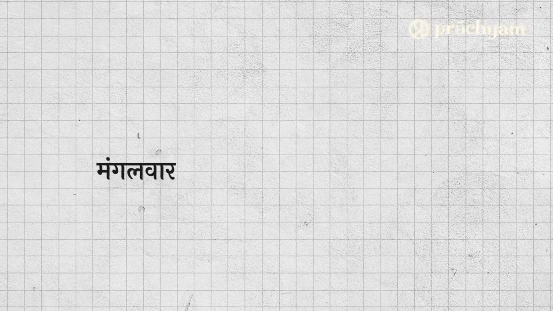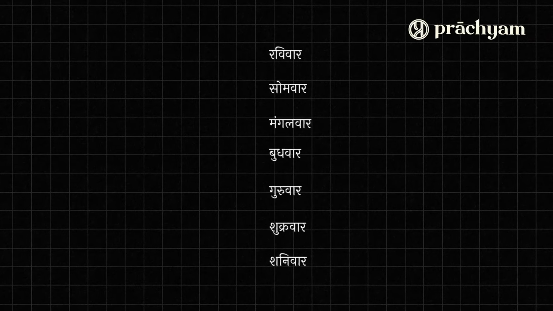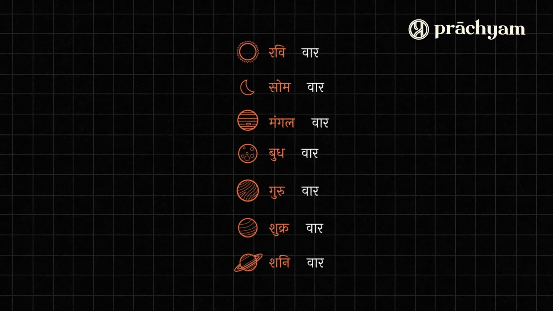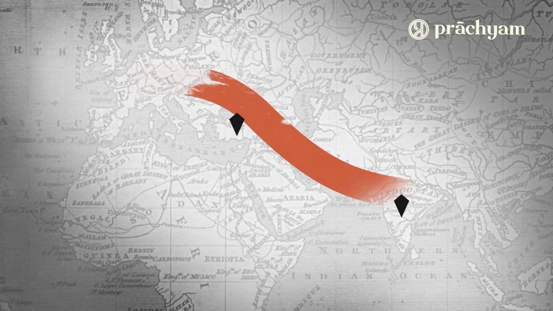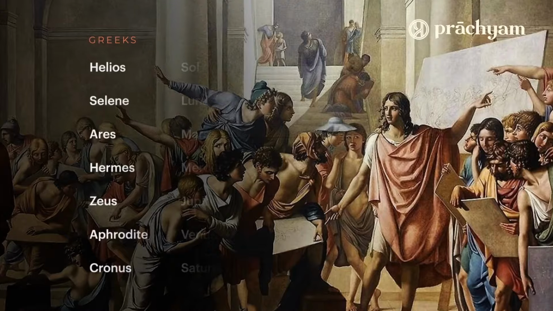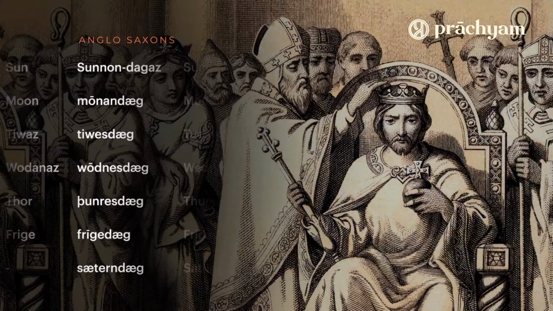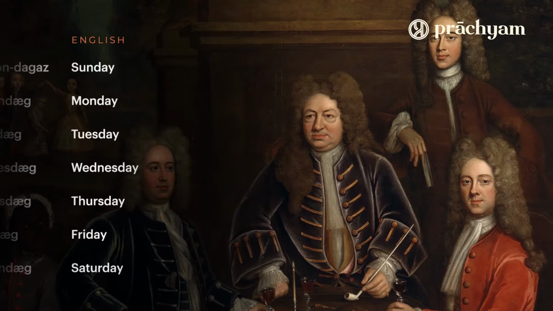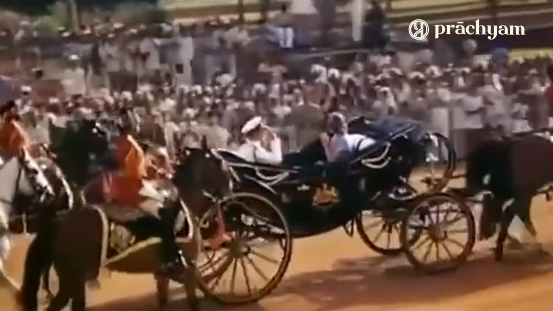But why is Mangalwar called Tuesday and not Mars Day? You see, Vedic days were named after Vedic deities. When out of India migrations happened, the days went too and got dubbed after the corresponding local deities. Greeks, Romans, Germanic tribes, Anglo-Saxons, and finally the English names were born. 1,000 years later, the Britishers taught it back to us.